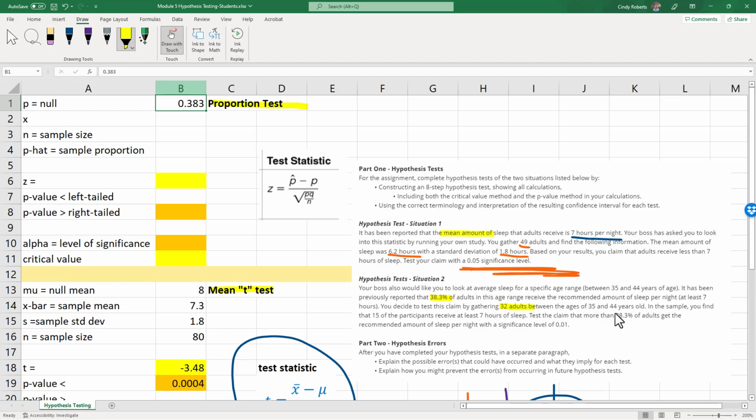I gathered 32 adults. I found 15 received at least 7 hours. You're doing the same thing, but it's a proportion now. All right, I'm going to put some different numbers in here. So in other words, where it says 32 adults, we'll stay with my 80 sample size. Instead of 15 out of 32, I'm going to say 42 out of 80 actually got at least that number of hours of sleep. How do I get the sample proportion? The number that said they got that divided by the total sample.